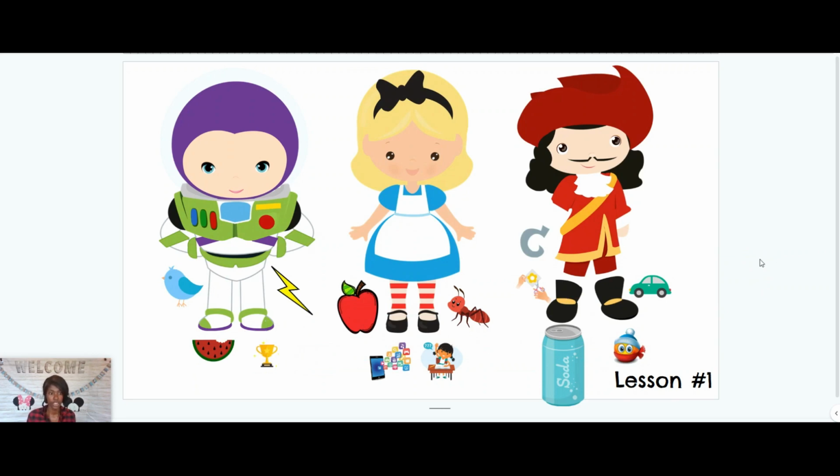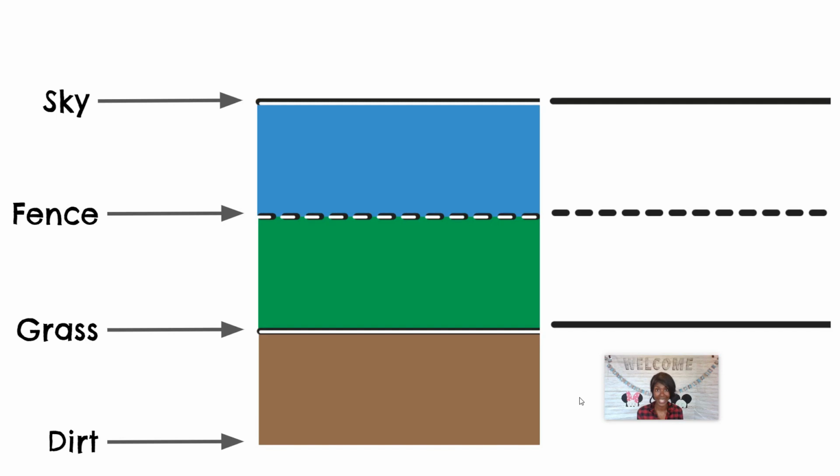All right. So we have Buzz goes with bird, bite, best, bolt. They all begin with the B sound. Alice goes with apple, app, ask, ant. They all begin with the A sound. Captain Hook goes with cut, can, cold, car. They all begin with the K sound. Very good job, friends. Now we are going to work on our handwriting.